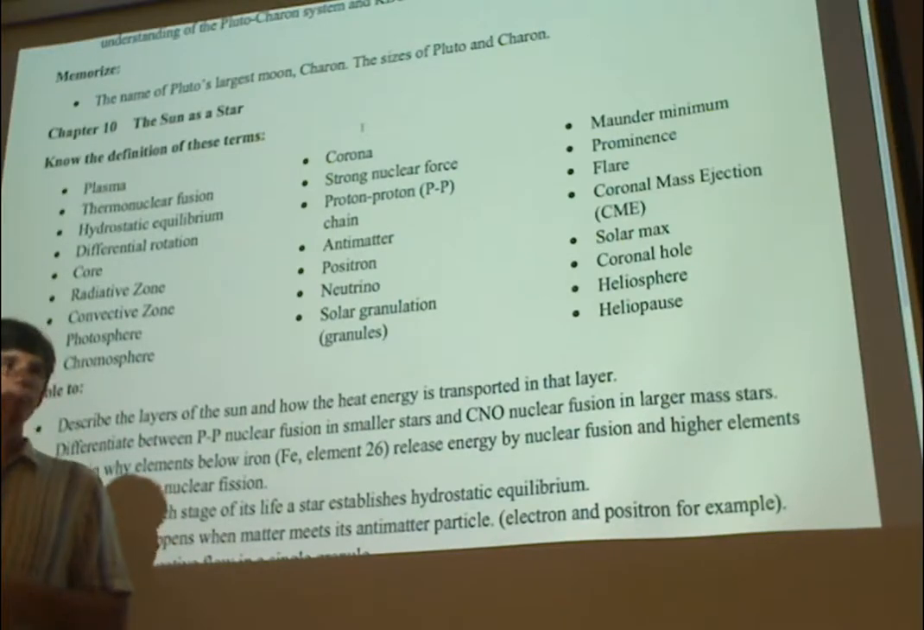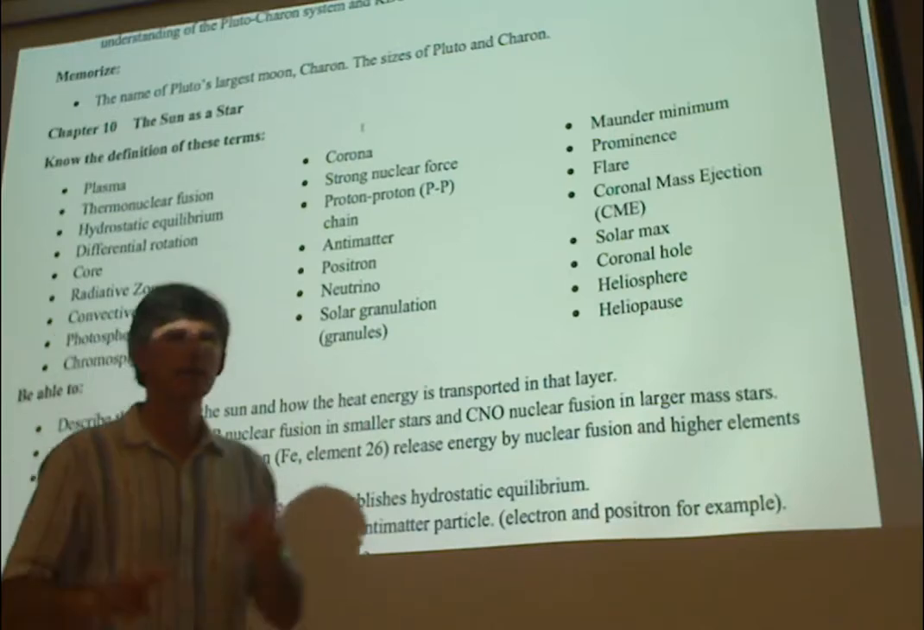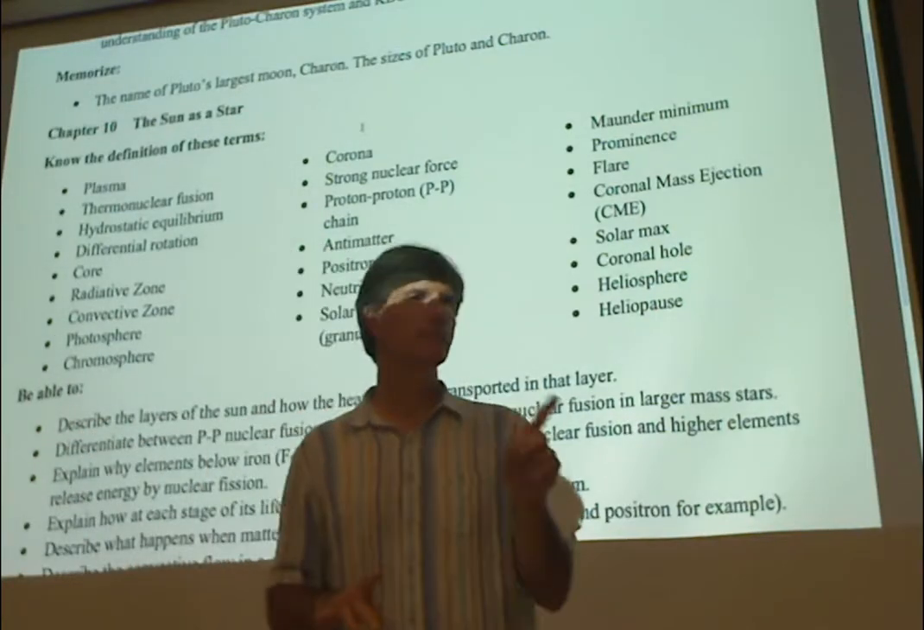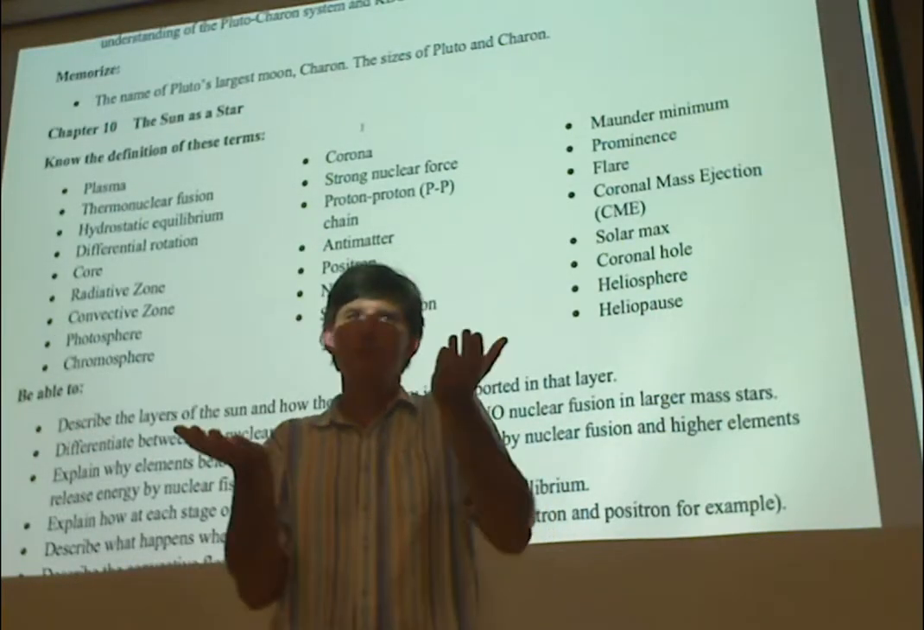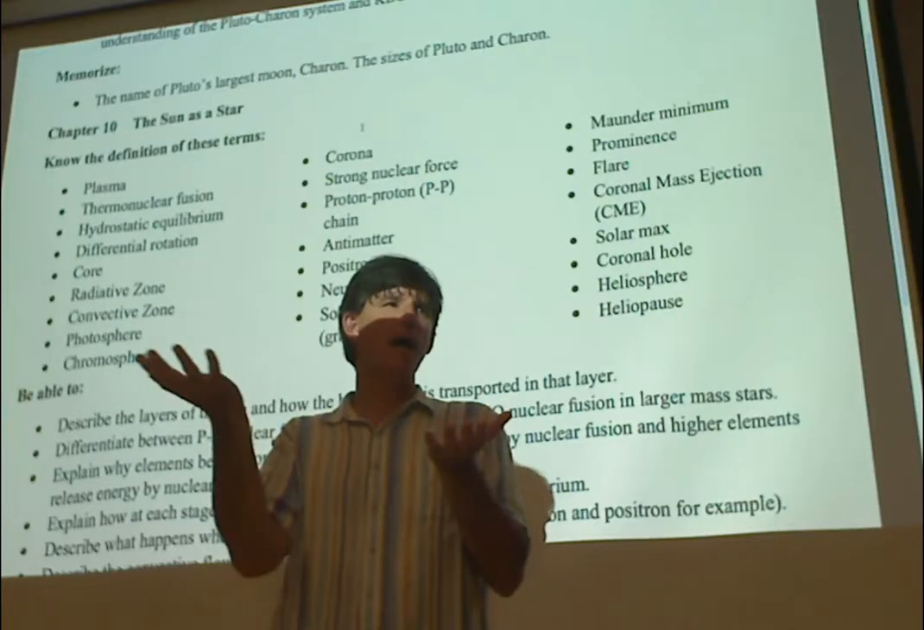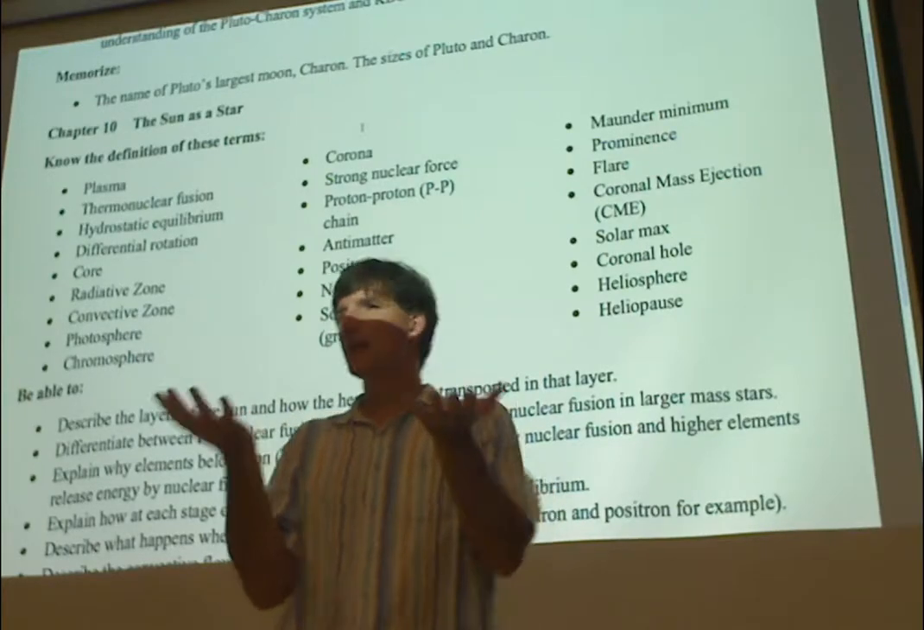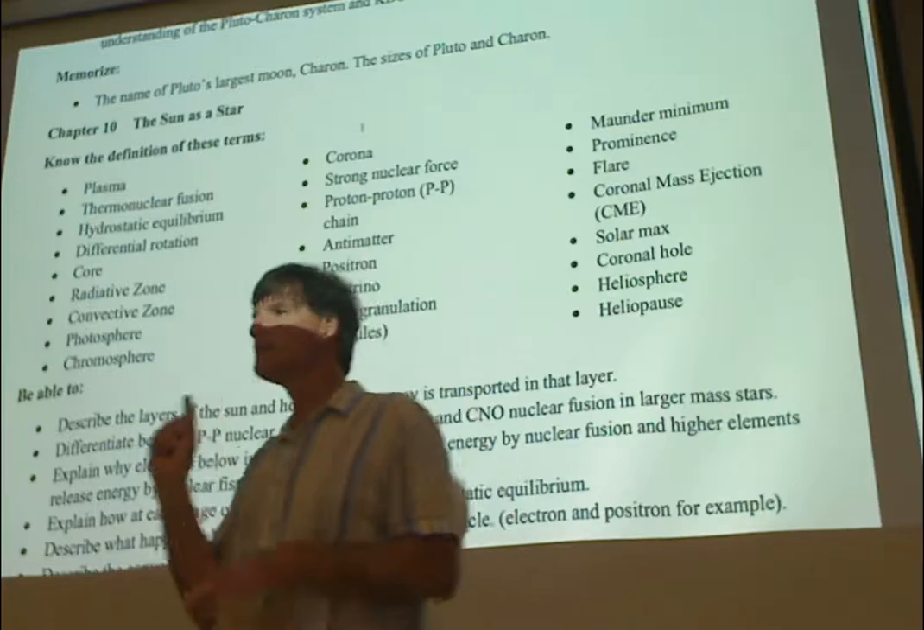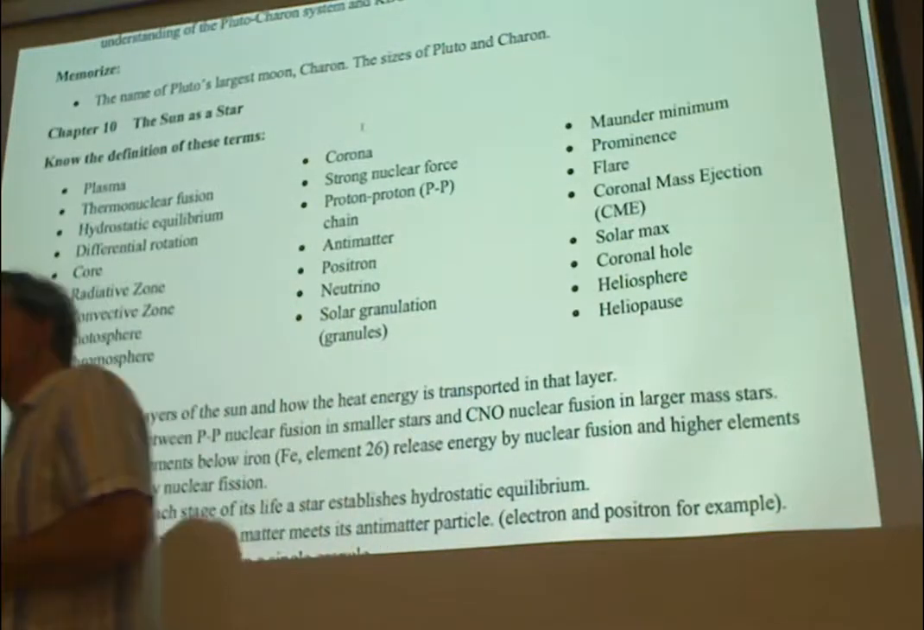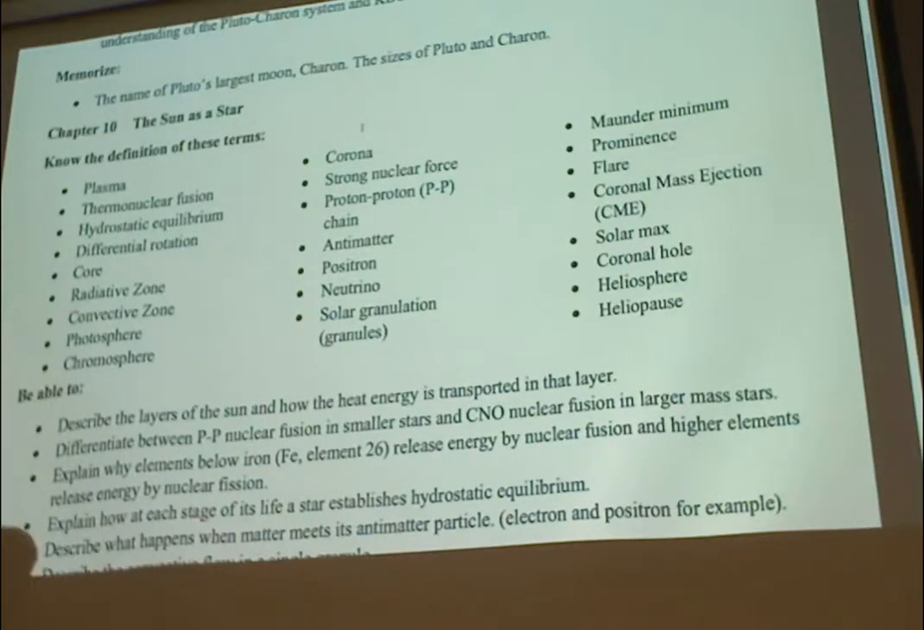It takes four hydrogen nuclei to make one helium nucleus. And if you weigh the two together, which one weighs more, the hydrogen or the helium? Hydrogen weighs more. There's a little bit of matter that is converted into pure energy. That's the power of the star.